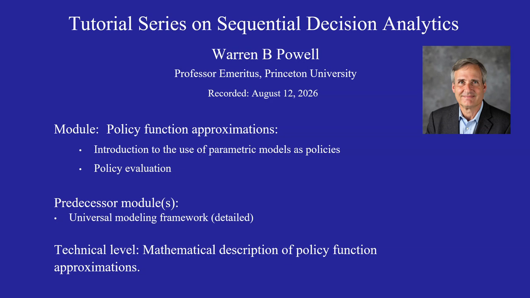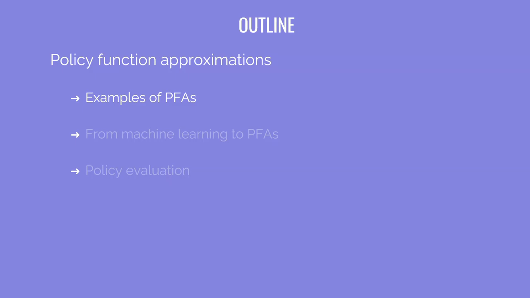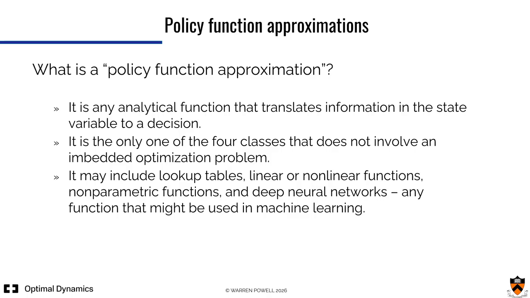This is our first module on policies. Module 1 is on policy function approximations. So, examples of PFAs. A PFA is any analytical function that translates information in a state variable to a decision. It is the only one of the 4 classes of policies that does not involve an embedded optimization problem.